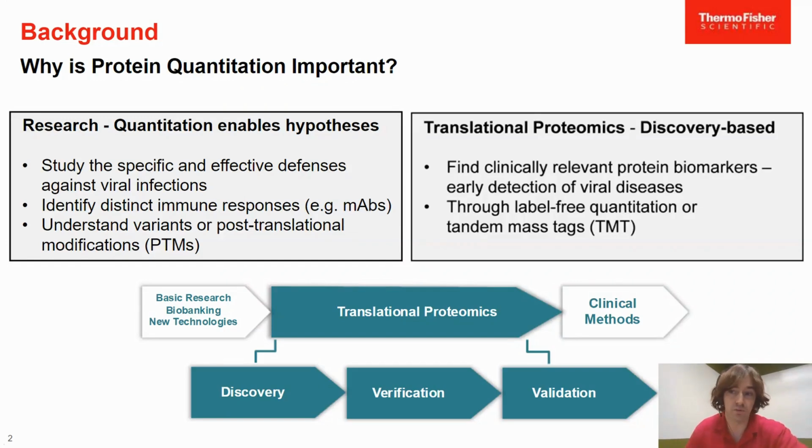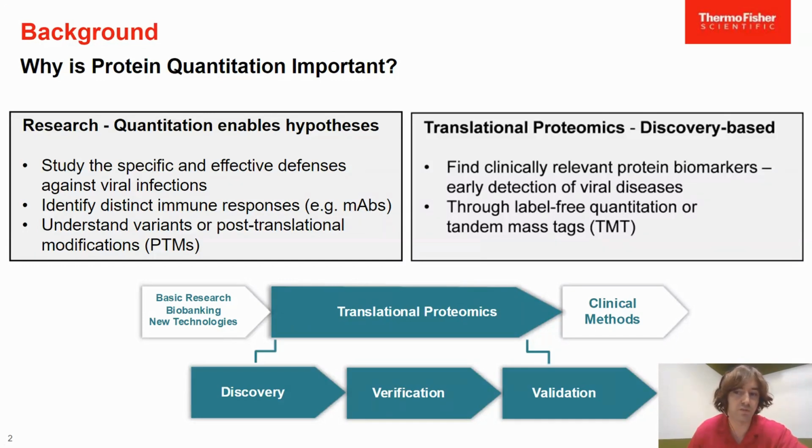For example, protein quantitation is important in gathering information to understand the specific and effective defenses against viral infections, to identify distinct immune responses, such as with monoclonal antibodies, and to understand the variants of post-translational modifications. It's also vital in the translational proteomics domains, where unknown protein biomarkers that are early signs of viral diseases can be detected and quantified through label-free quantitation or with tandem mass tags.